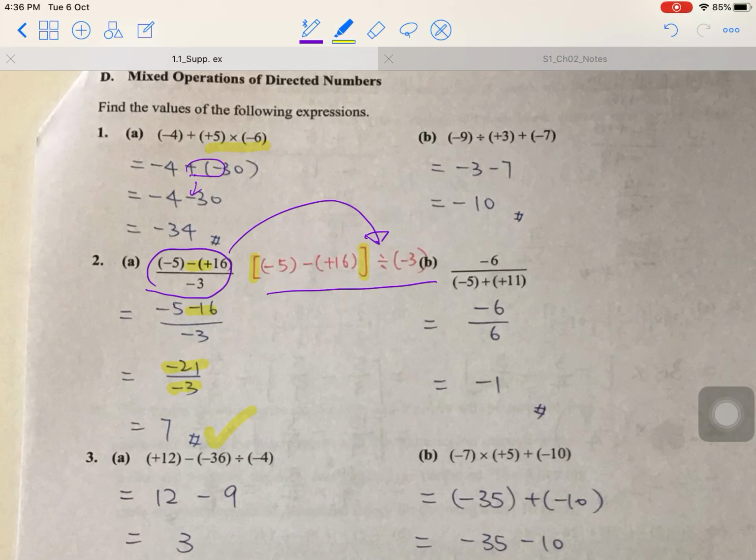Okay, but remember, if I change to this format, the numerator you must add the bracket because you need to treat it as a whole thing. 2B is the same, so you can stop the video and try it on your own.